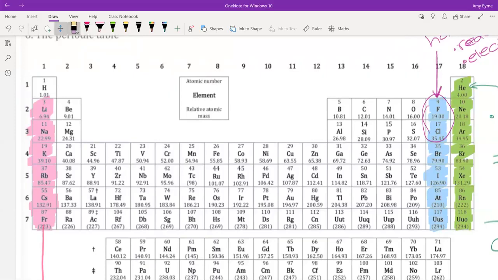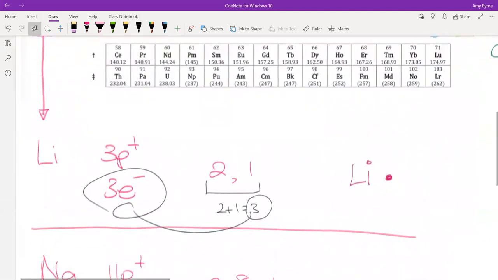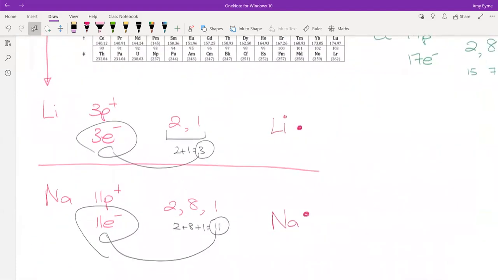Again, which do you think is going to take less energy? It's a lot less energy to lose 1 electron than it is to gain 7. So what lithium will tend to do is it will form a lithium plus ion, and sodium will form an Na plus ion.